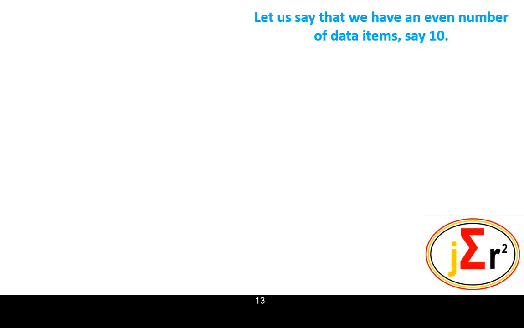So let us say that we have an even number of data items. Even number of items, say 10 items. There we have our 10 items. And we will show that by assigning to each of them a number. So we are actually numbering them, we are actually counting them. So we have 10 items of data. We have an even number of data items.